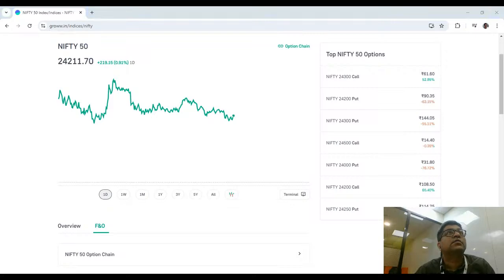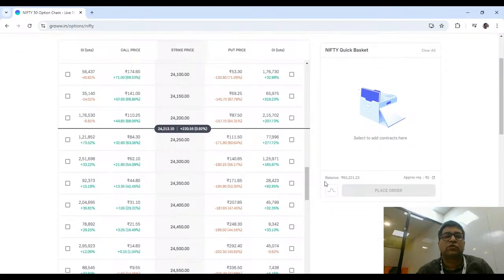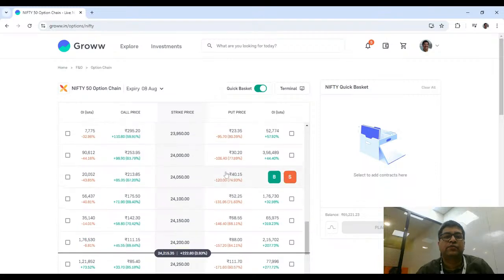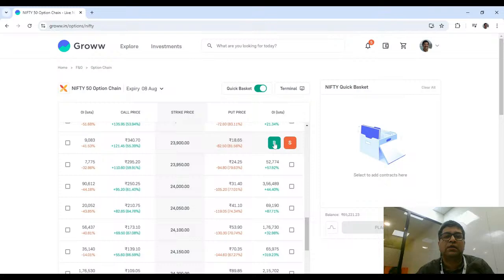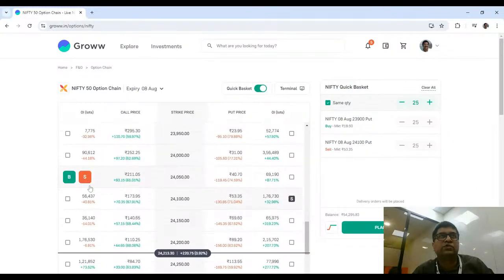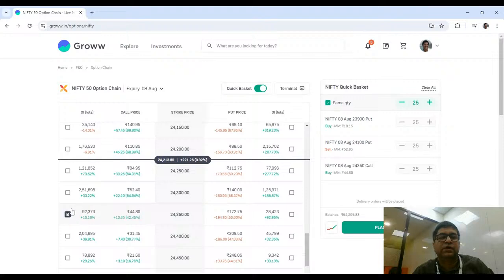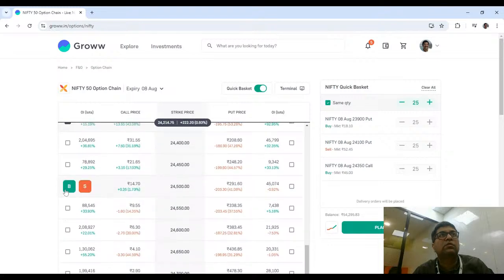So from the put part of it, I buy 23900 and sell 24100. Then on the call side, I buy 24350 and sell 24500.